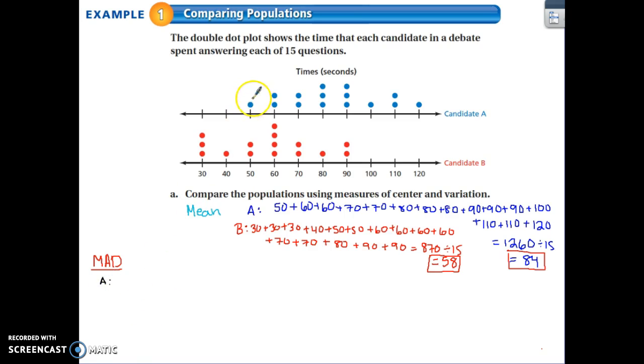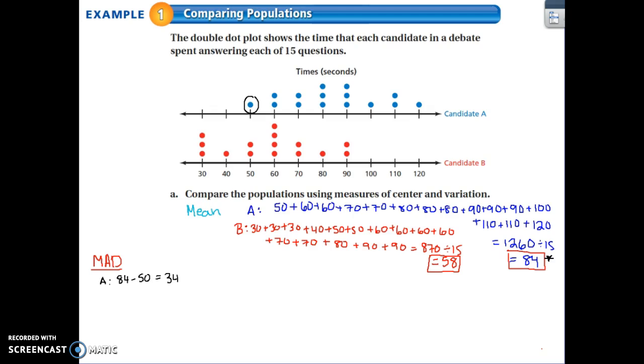For candidate A, I have one dot at 50. I want to know how far that is from the average, or the mean, of candidate A, which is 84. So I'm going to take 84 and subtract 50. I get a distance of 34. That dot has a distance of 34 from the average.